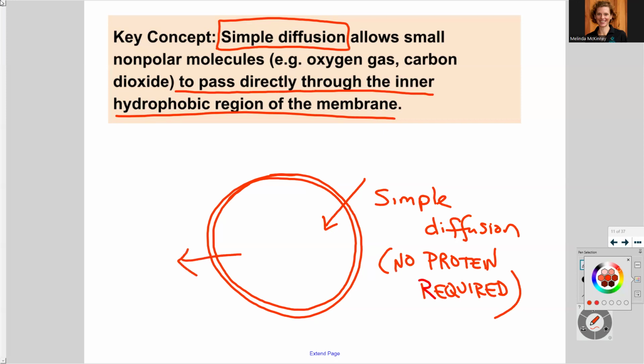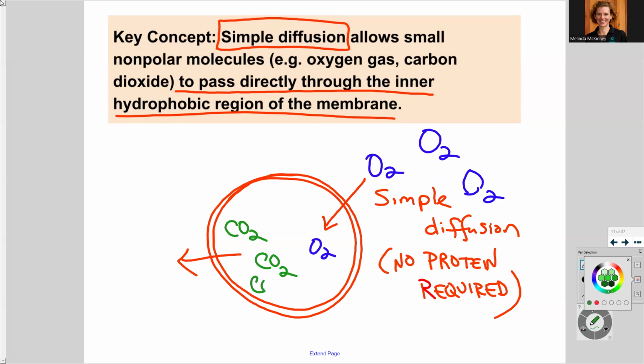The things that go in or out need to be non-polar. So something that's going to go into the cell is oxygen. There's a lot more oxygen outside of the cell than there is in it, so it's going to move into the cell. Another molecule that can go straight through is carbon dioxide. So I want you to know that. Carbon dioxide gas is produced in the cell, so it builds up in there. And it's also relatively non-polar. So there's more inside than outside, so it's going to be moving out.